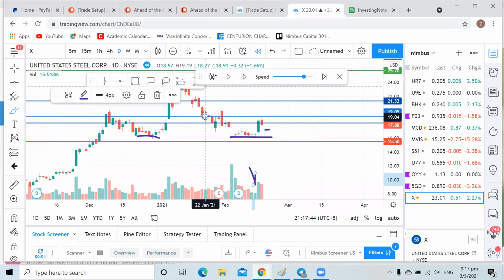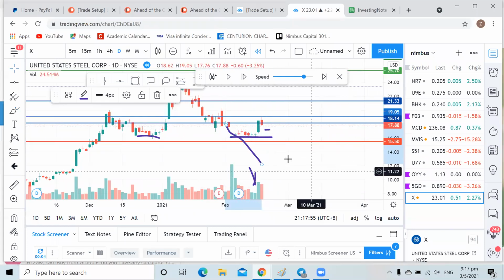So I actually bought it on the way back up, because if you buy it anywhere along the way, it can continue to hit your stop loss if it goes back down. But here, it came back up, so I actually had my second entry at 18.14.